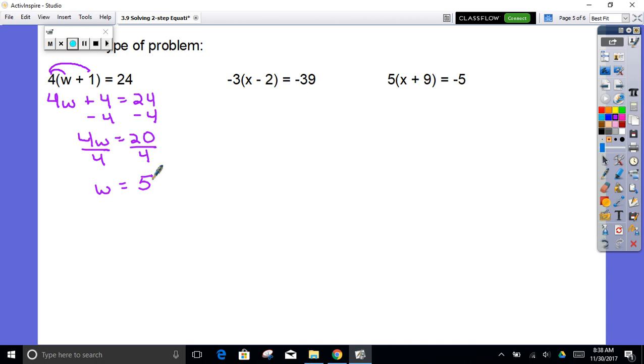Think about what we did in the last set of problems. Devin? Would you just ignore the parentheses and just do 4W plus 1 equals 24? Well, no, you can't do 4W plus 1 because then you're distributing to the first one but not to the second one. So no, you can't do that.